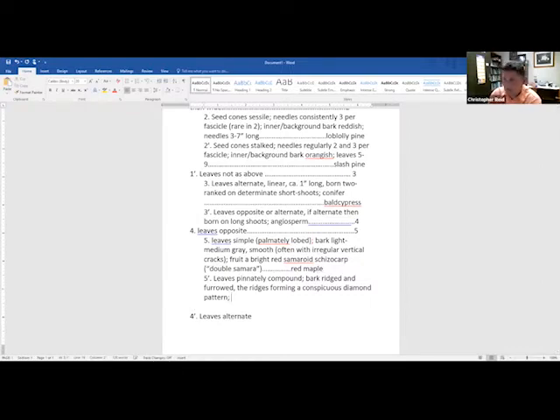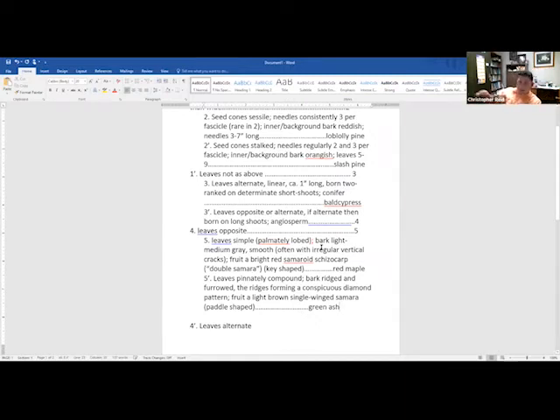Green ash fruit, when it's pretty much mature, is light brown, tan. Fruit, a light brown single-wing samara, paddle shaped. And I'll do another one, key shaped. All right, so I think we've been plenty generous on this one. Green ash. So how does that grab you? Good, good. All right.